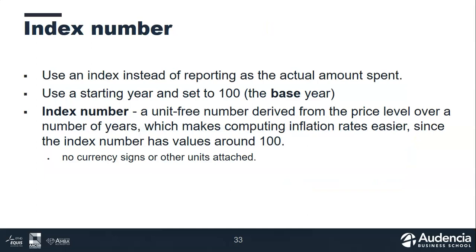Now, to do this also, we often use what's called an index. And you may have heard of this. You may have heard of the Consumer Price Index or the Producer Price Index. And these are indices. And economists like working in indices. They're easy to calculate in terms of inflation. And so we use an index instead of actually reporting the actual amount spent. Because to be quite honest, if we were reporting the actual amount spent, we'd be looking at millions of euros probably. It'd just be a huge number to do the calculation on. So we try to simplify things by creating an index.